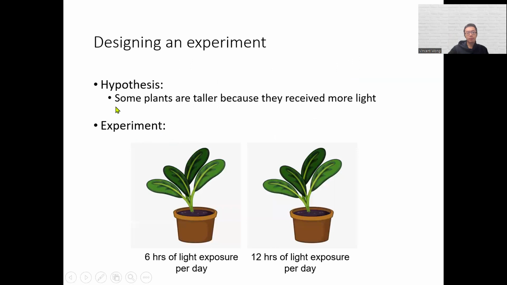So back to here, we have the hypothesis. Some plants are taller because they receive more light. The experiment, we will have one plant where we will give them like 6 hours of light exposure per day. And then here we'll give them 12 hours of light exposure. So one gets more than the other. Maybe we don't keep it totally in the dark, that's where we're going to kill the plant. But more light for one and less light for the other.